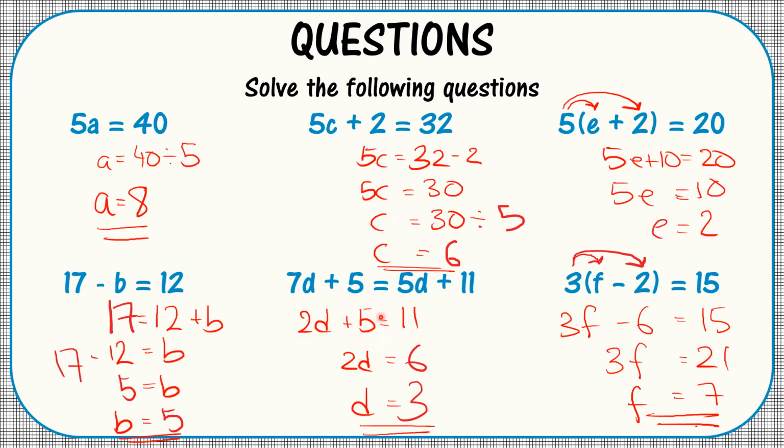We take this plus 5 to the other side, so it becomes a minus. So 2d is equal to 6. Therefore, d is equal to 3. Let's go through the next example.